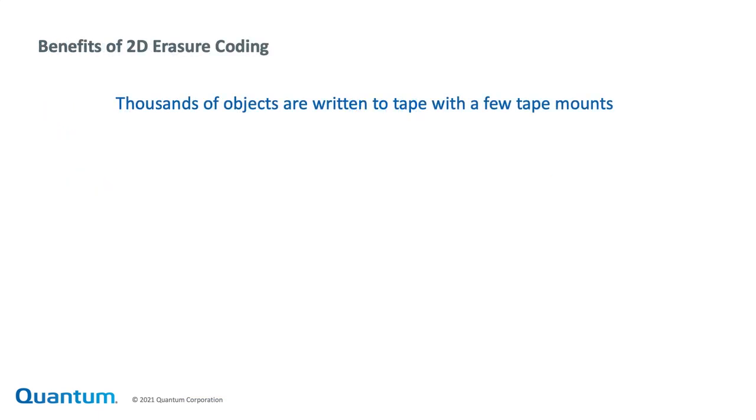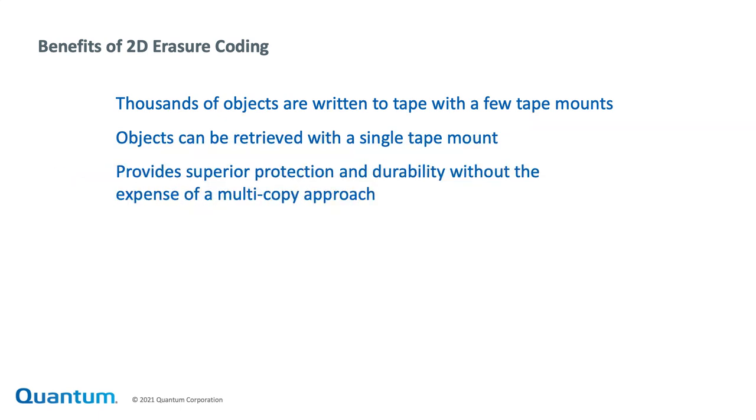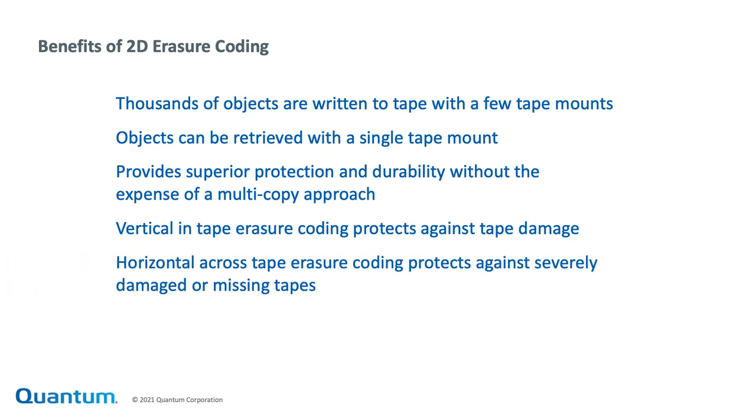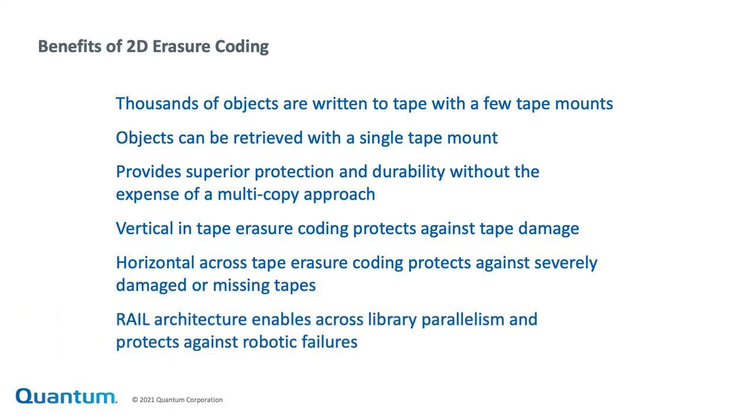A quick review of the benefits of 2D erasure coding. Thousands of objects are written to tape with just a few tape mounts. Objects can be retrieved with a single tape mount. It provides superior protection and durability without the expense of a multi-copy approach. Vertical in-tape erasure coding protects against tape damage. Horizontal across-tape erasure coding protects against severely damaged or missing tapes. The RAIL architecture enables across-library parallelism and protects against robotic failures.